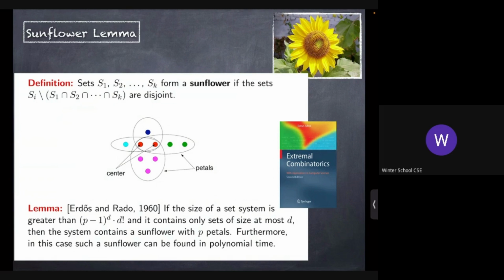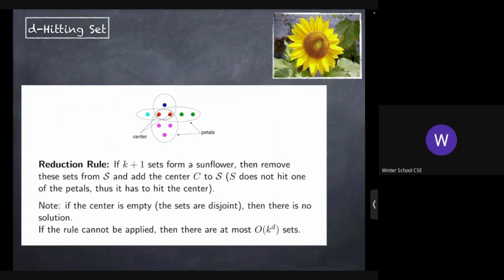So how to use this lemma algorithmically? The reduction rule: if I have k plus 1 sets which form a sunflower, then I remove these sets from the family, and I add a new set which consists of the center of the sunflower.